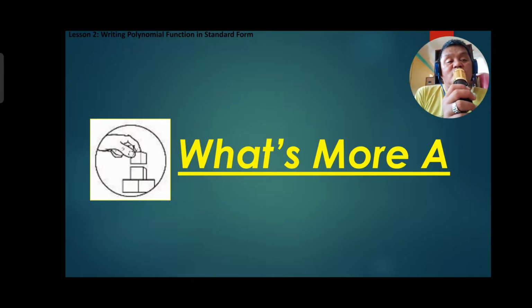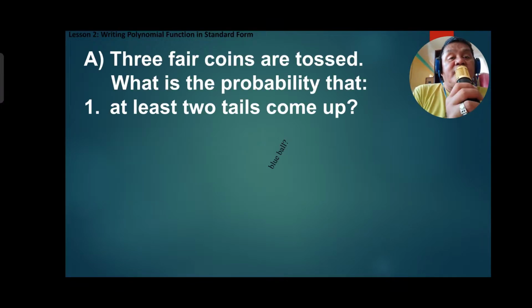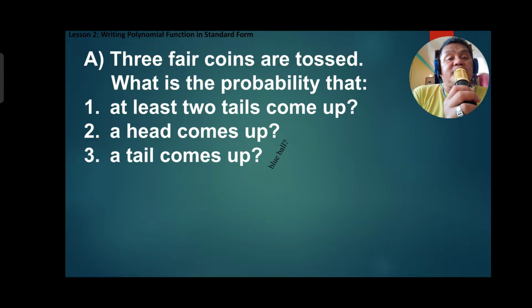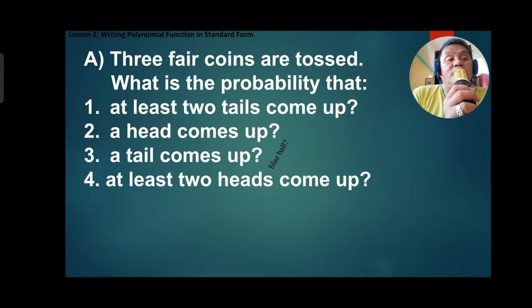What's more, lesson 2A. Okay, here is the problem. 3 fair coins are tossed. Number 1: What is the probability that at least 2 tails come up? Number 2: What is the probability that a head comes up? Number 3: What is the probability that a tail comes up? And number 4: What is the probability that at least 2 heads come up?